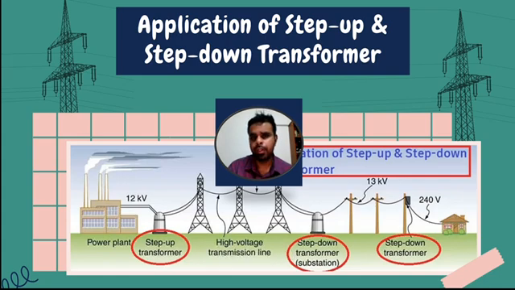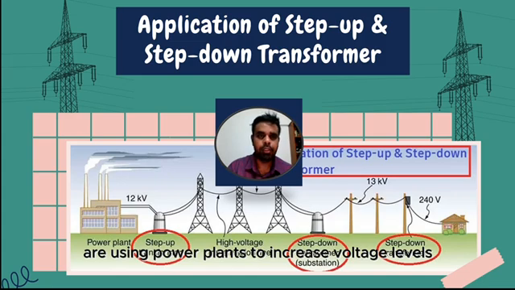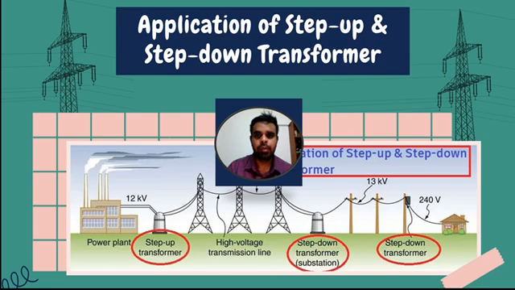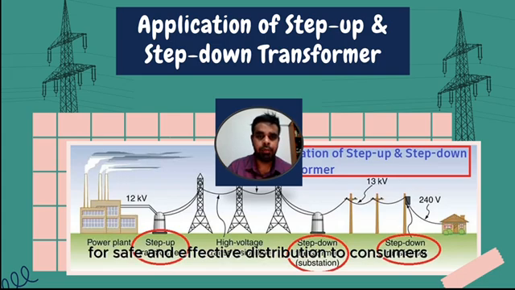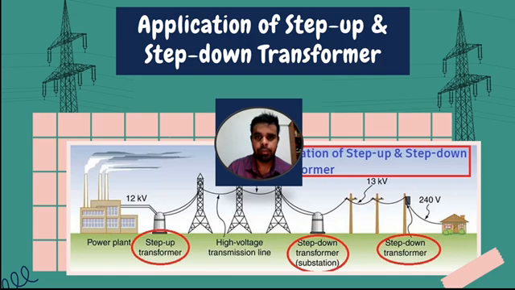In summary, step-up transformers are used in power plants to increase voltage levels for efficient long-distance transmission, while step-down transformers are employed at distribution substations to reduce voltage levels for safe and effective distribution to consumers. Both types of transformers are essential components of the electrical grid, enabling the reliable delivery of electricity from power plants to end users.